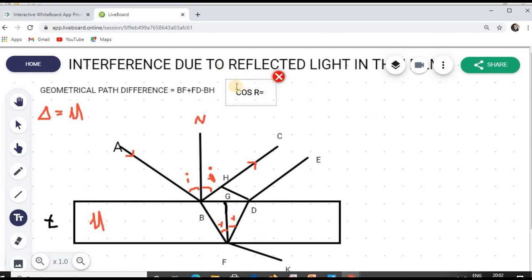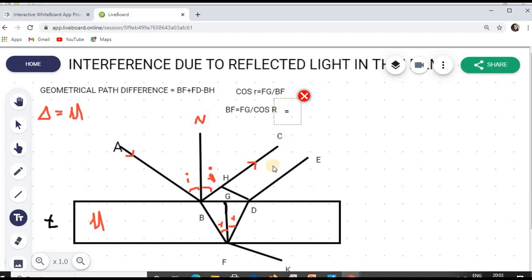Cos r is equal to FG by BF, or I can write BF is equal to FG divided by cos r, and that will be equal to what?